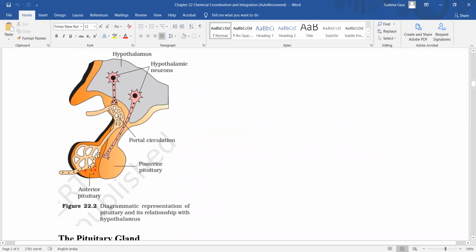This is responsible for a kind of circulation known as portal circulation. I have added the definition for this. What is this? This is the posterior pituitary region, and this is the anterior region of the pituitary gland.